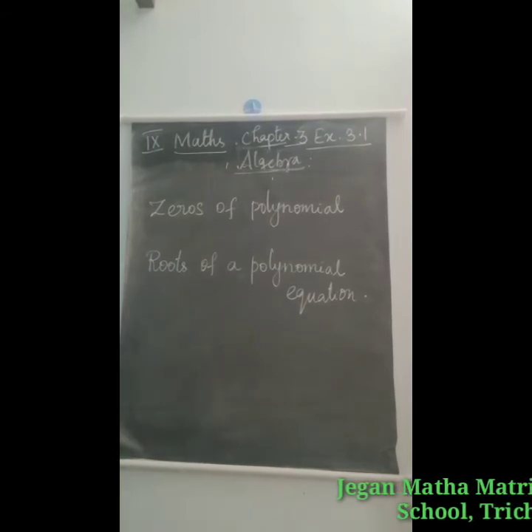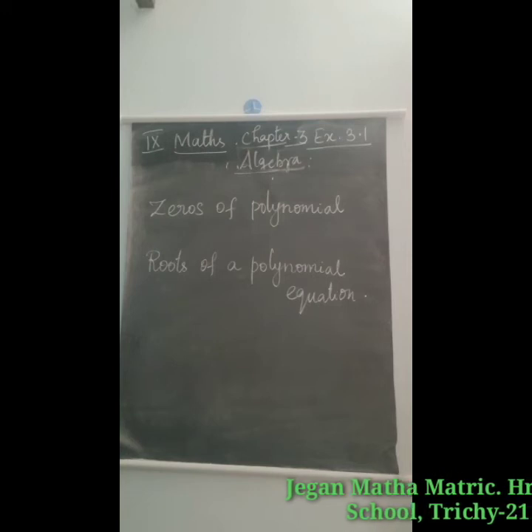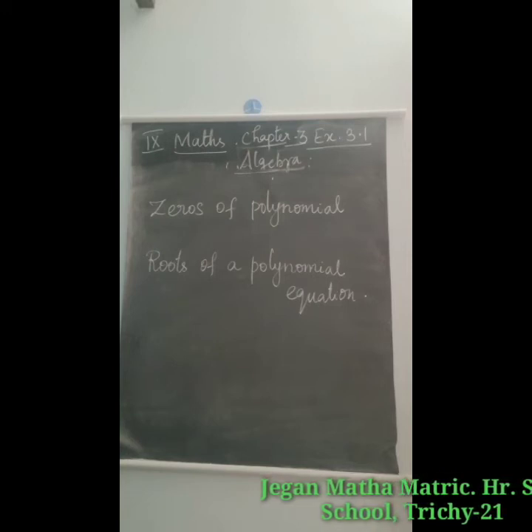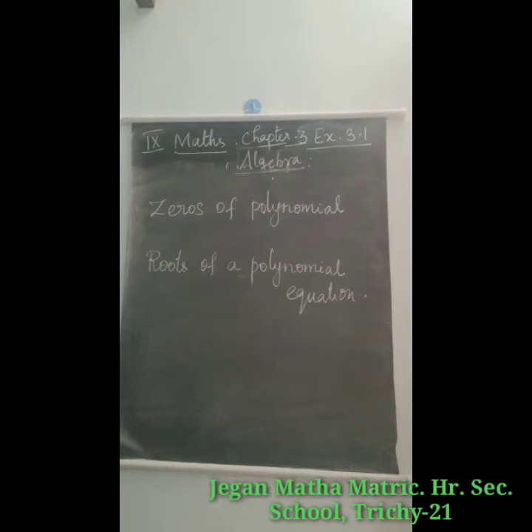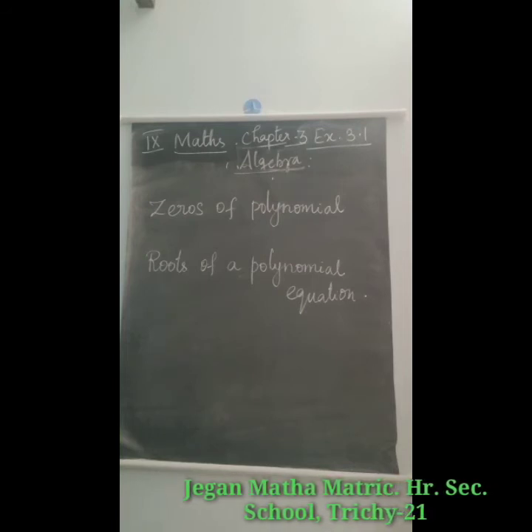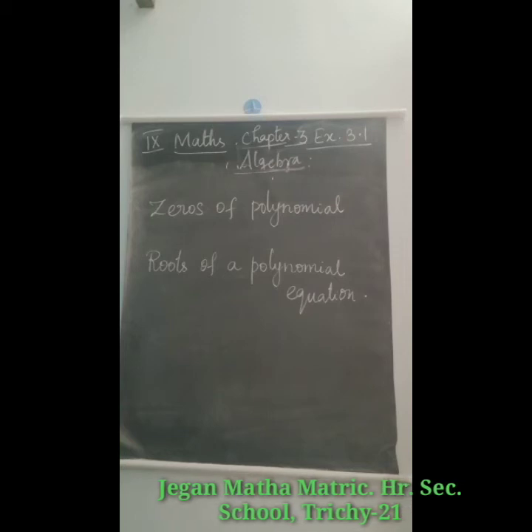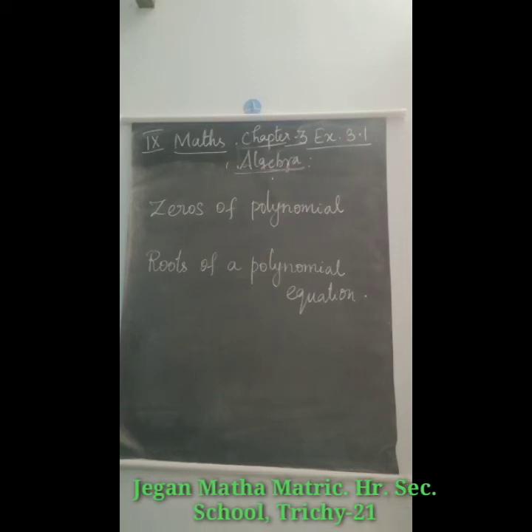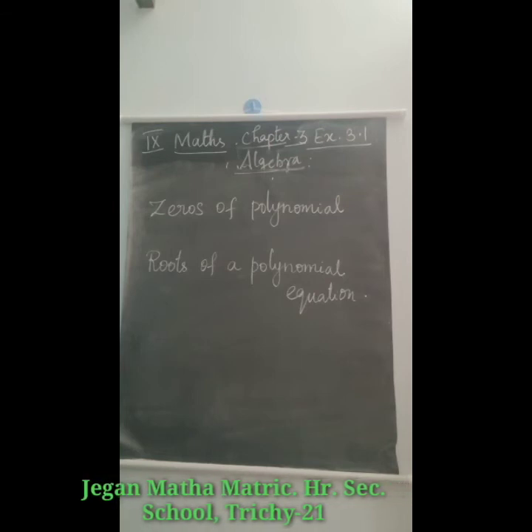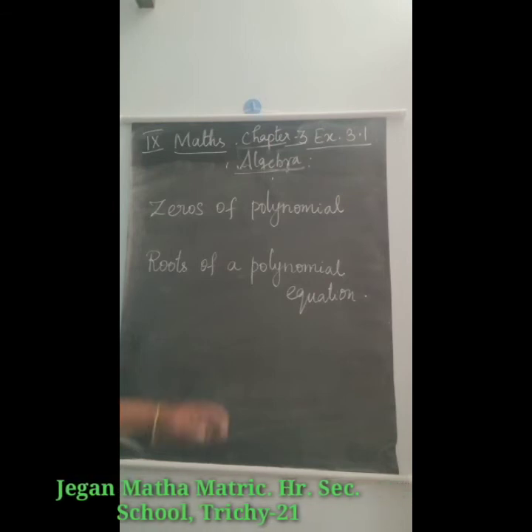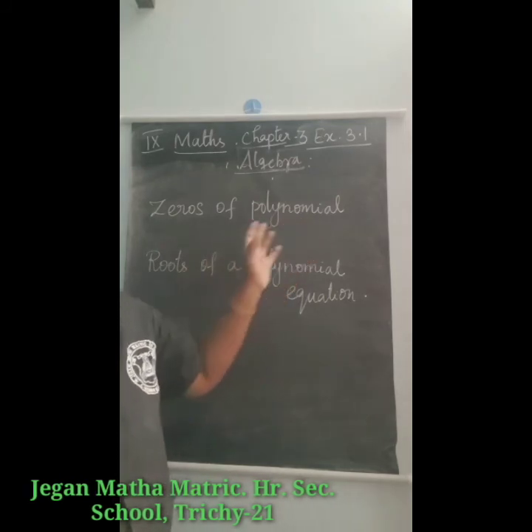Value and zeros of a polynomial. The number of zeros depends on the line intersecting the x-axis. The number of zeros of a polynomial is less than or equal to the degree of the polynomial. The value of a polynomial p of x at x equal to a is p of a, obtained on replacing x by a. Next one is zeros of polynomials.